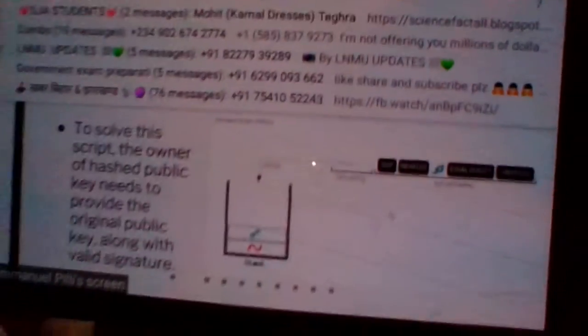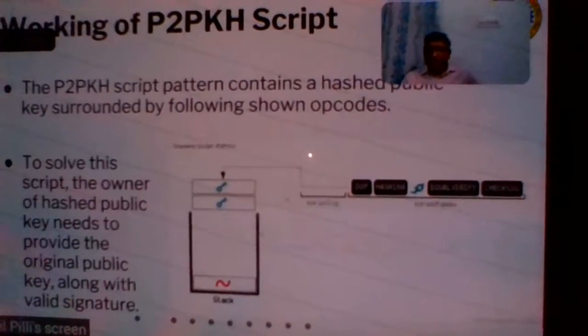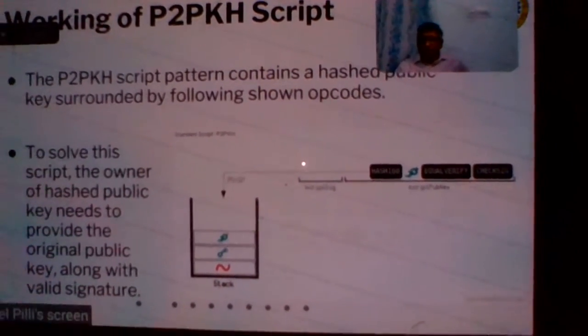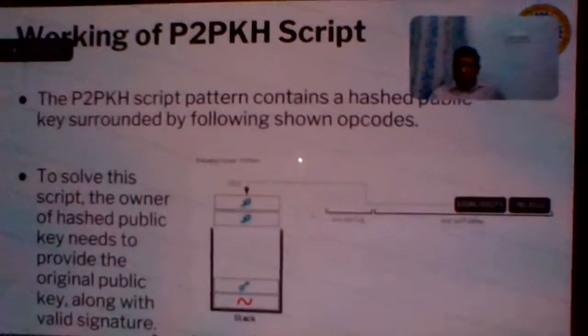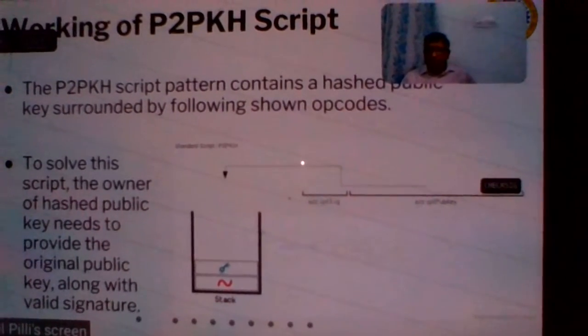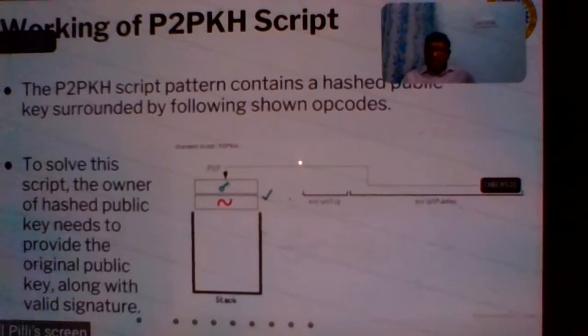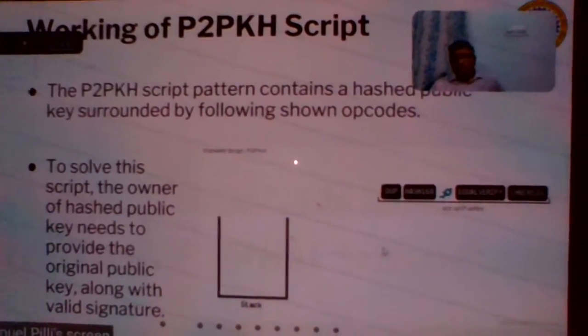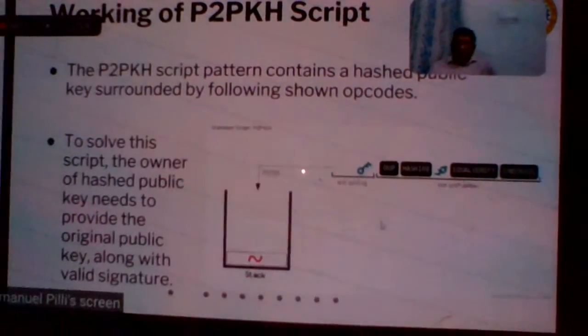So first the signature goes, then the key goes, then you duplicate it, and then you check it, then you get the hash value, then this is also pushed. Both of them are verified, both of them are equal. Then the signature is checked, they are also verified. Then you push 1. Right? To solve the script, the owner of the hashed public key needs to provide the original public key along with a valid signature. So that is what is to be done.